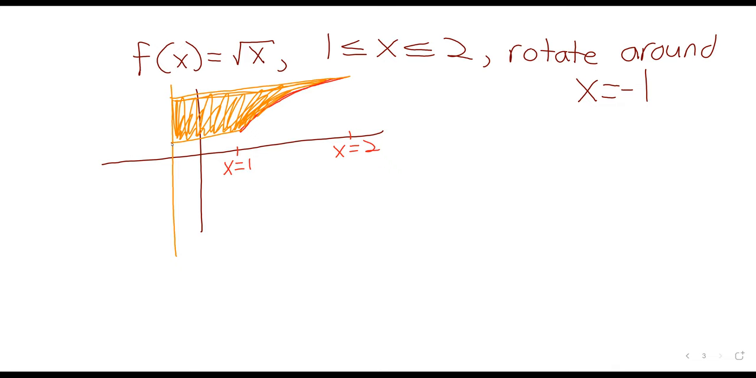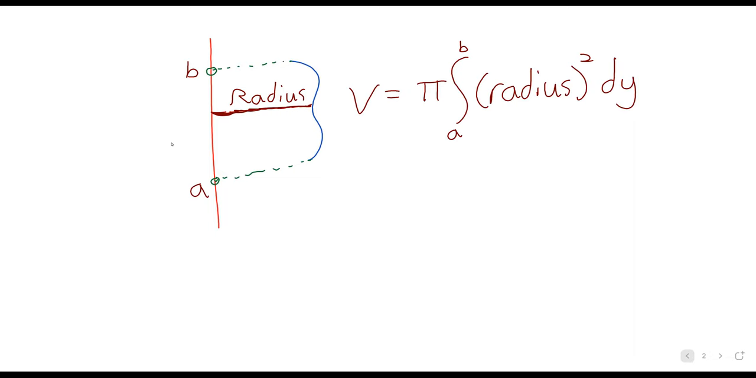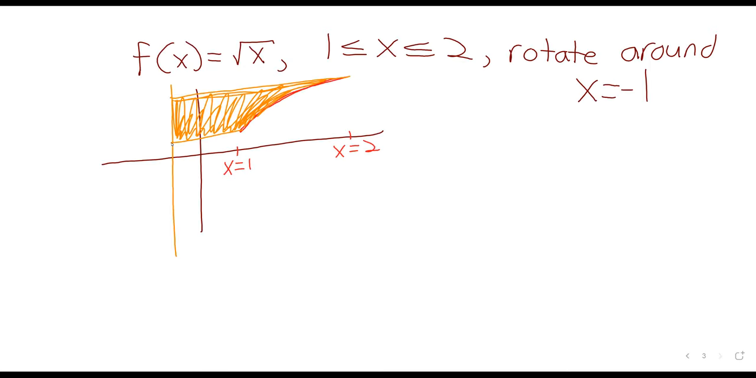And the formula hasn't changed. The formula is pi times the radius squared, but implementing this formula has changed. So let me get rid of those scribbles. The radius is still the distance between the line and the curve. That hasn't changed. What has changed is the details of finding the radius.